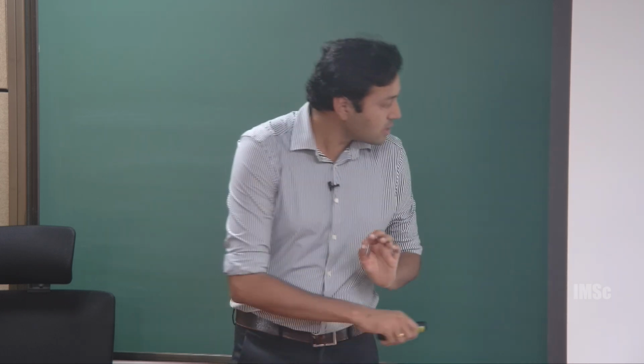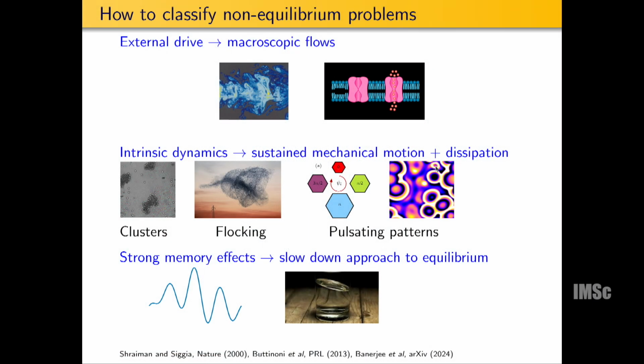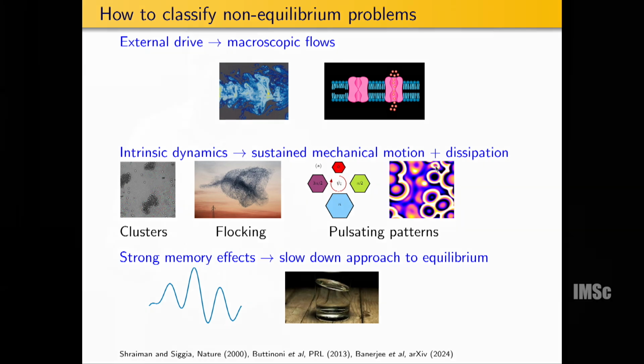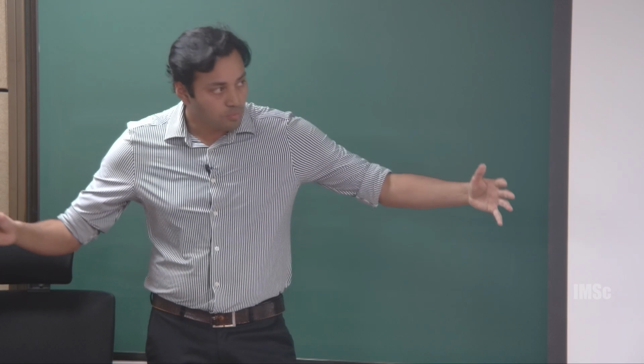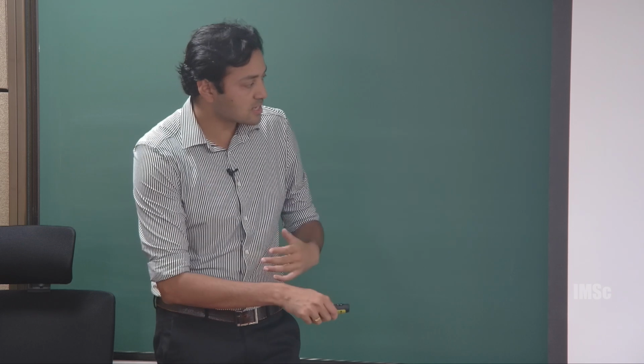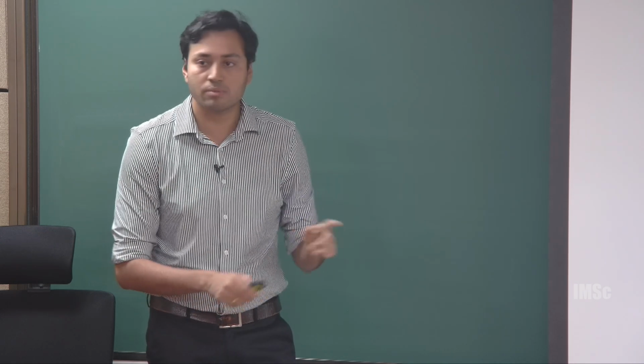For example, the first picture that I show you is that of clusters formed by Janus particles. These Janus particles are coated on one side by a certain kind of dye. If you shine light on them, they behave in a persistent manner. If you bring a lot of them together, they form these clusters. If you turn the light off, they will start doing Brownian motion.